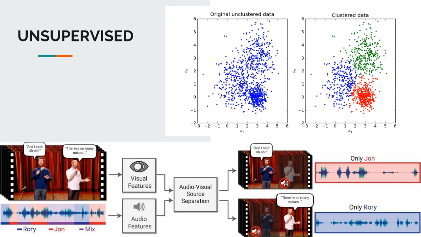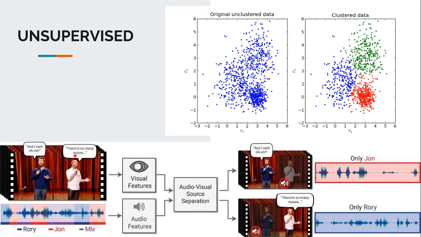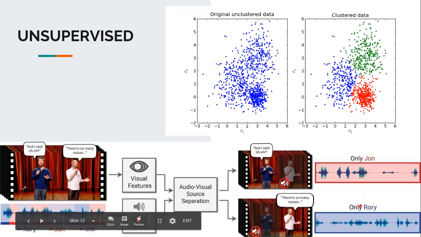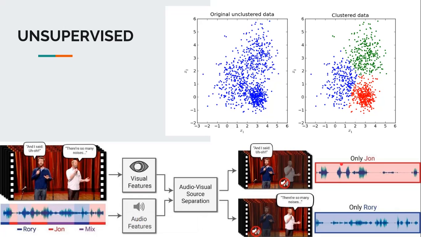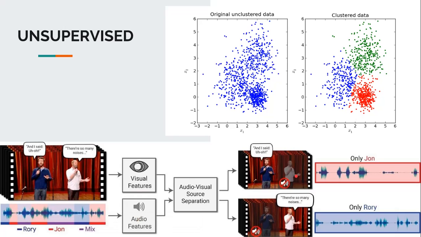Now there are non-clustering examples also. Here you can see a video with an audio segment, with mixed narrator voices. The first voice is of John and the second is of Rory. What our algorithm has to do is separate these two speeches from this audio file. This unsupervised learning algorithm can do that.